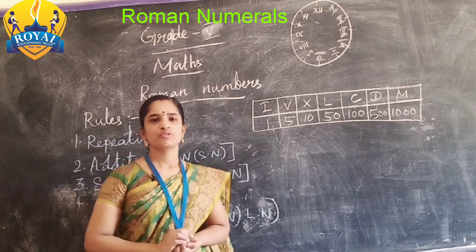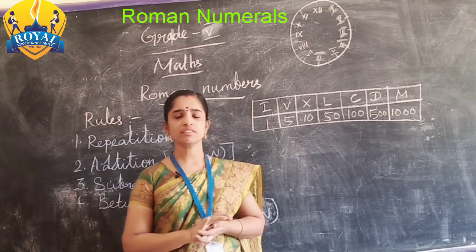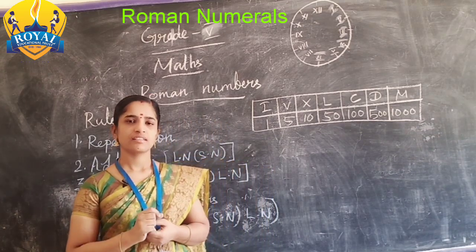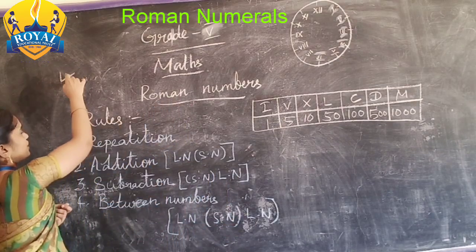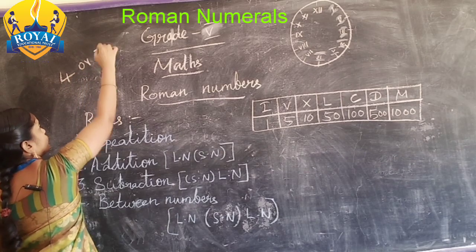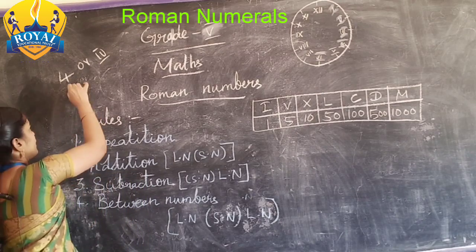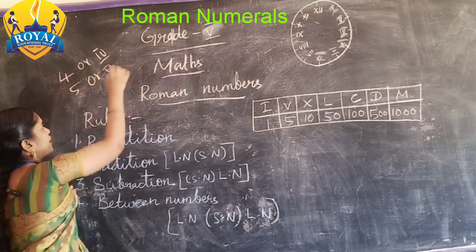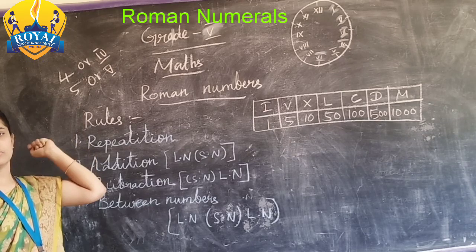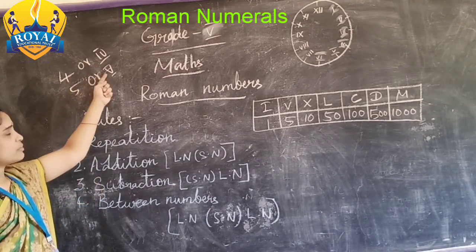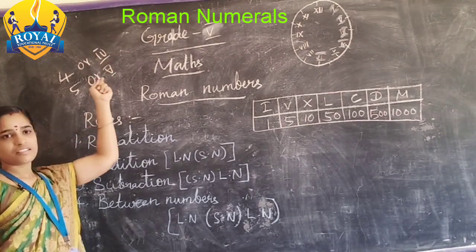Okay. Today's topic is Roman numbers. Students, which class did you study in last year? 4. We write 4 or IV. Which class are you studying in this year? Yes, 5. We write 5 or V. Okay. 4 and 5 are Indo-Arabic numerals. But these numbers, can you guess? Yes, these are Roman numbers.